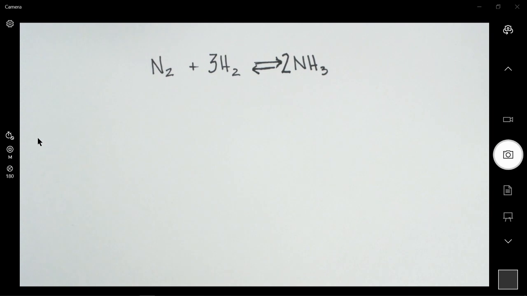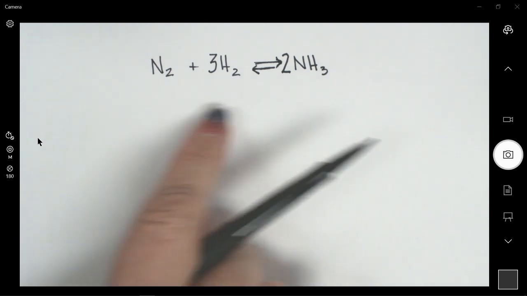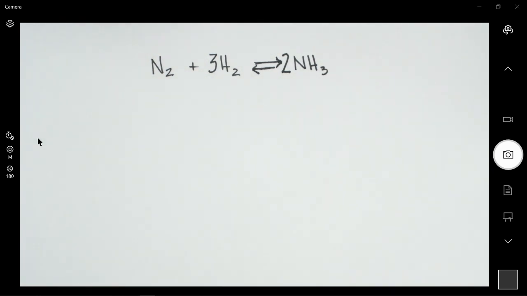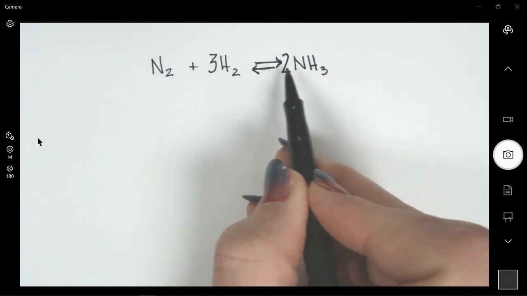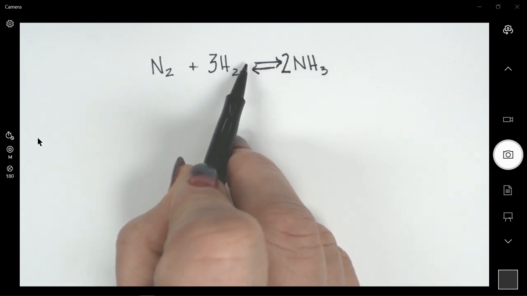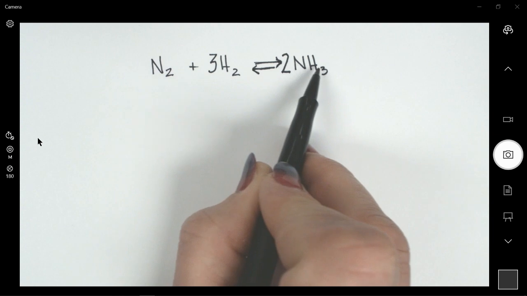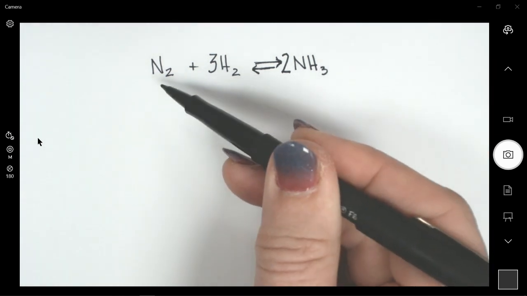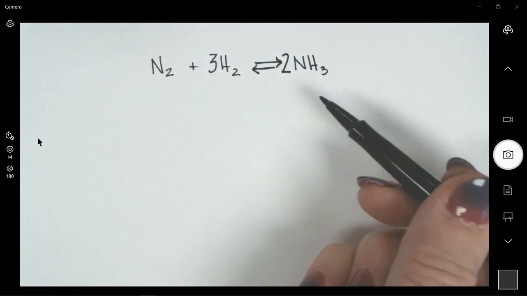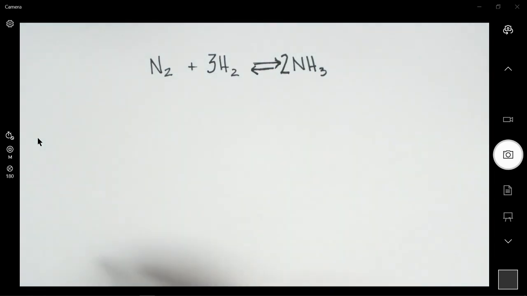Now, Le Chatelier's principle says that if a stress is placed upon this at equilibrium, then it will adjust to minimize the stress. Well, first of all, what does adjust mean? It means which way will these arrows dominate? Will it trend towards the products or will it trend towards the reactants? Will the equilibrium shift towards the products or will the equilibrium shift towards the reactants?